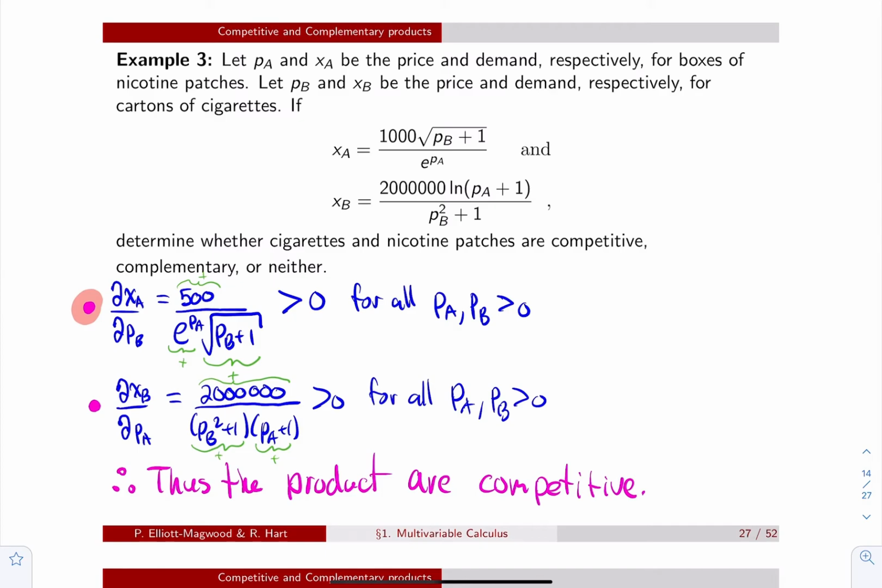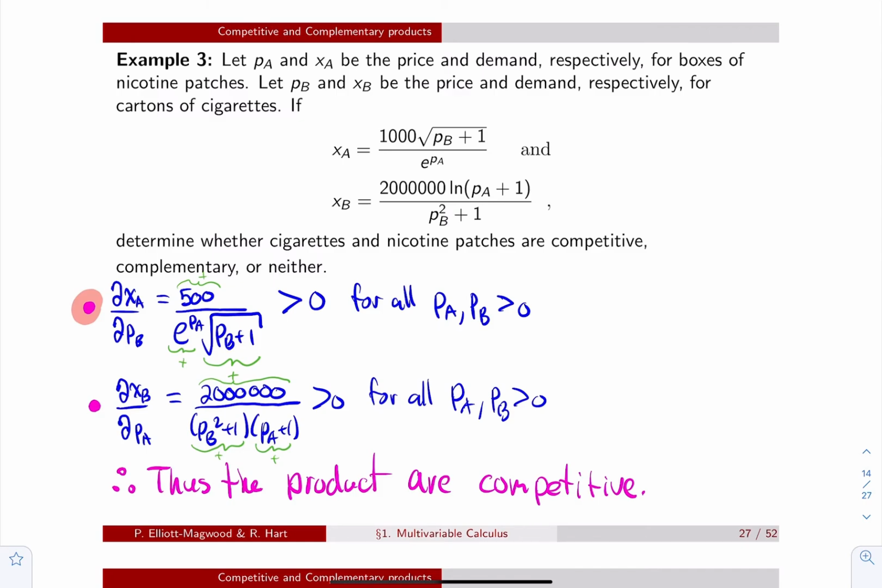So when both partial derivatives, ∂XA/∂PB and ∂XB/∂PA, are strictly positive, we can conclude that these two products are competitive. So if the price of cigarettes goes down, you're going to go smoke your cigarettes. But if the price of the nicotine patches goes down, you're going to go for that one instead.